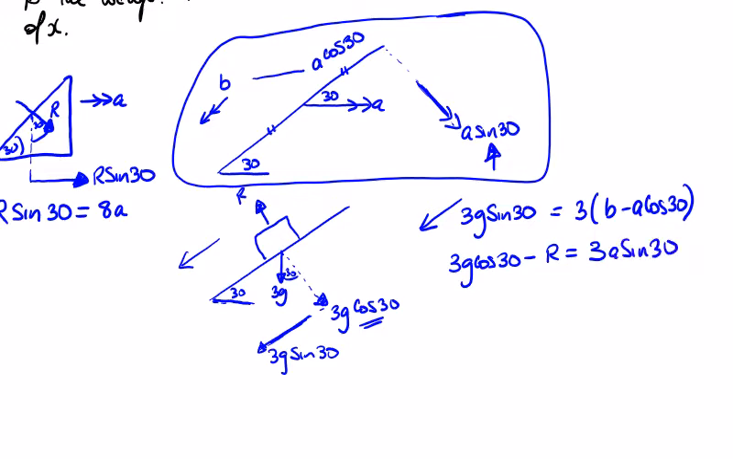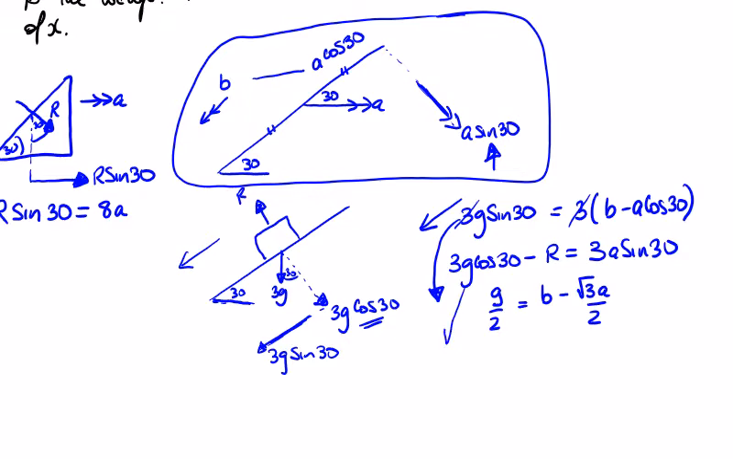So we simplify these down. Let's take the first one. Sine of 30 is a half, so we have 3g over 2 is equal to... actually, let me not do that first. I can cancel the 3's here, can't I? Should do that first. So I can divide across by 3. So I'm going to get g sine 30, or g over 2, is equal to b minus a cos 30, which is root 3 over 2, so root 3a over 2.